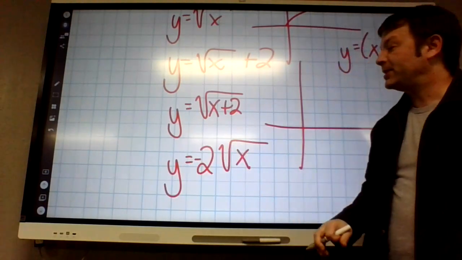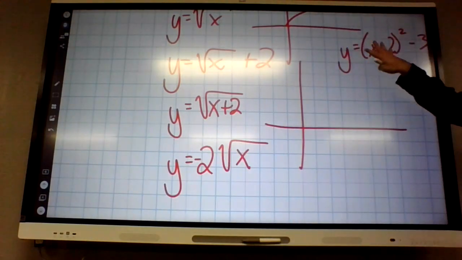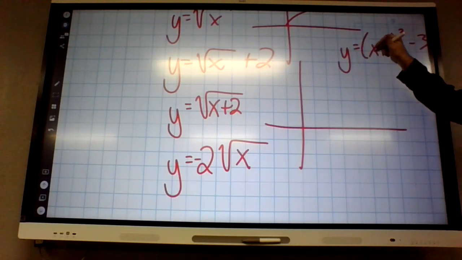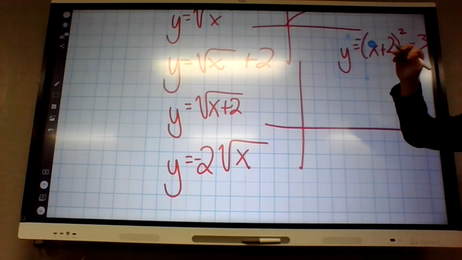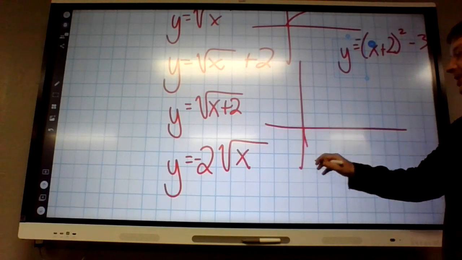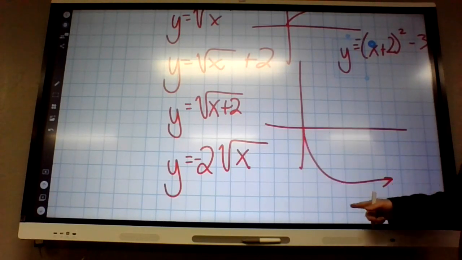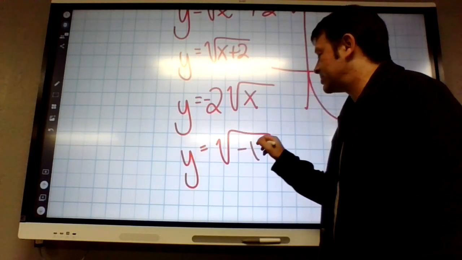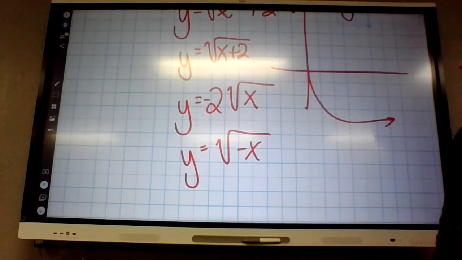What do you think if I put a negative out in front? And we're kind of drawing on our experience from other graphs like parabolas, right? What happened when we put a negative out in front? Upside down. So it would be like that. One thing that, I don't know if we did this, what would happen if I put a negative in that x?